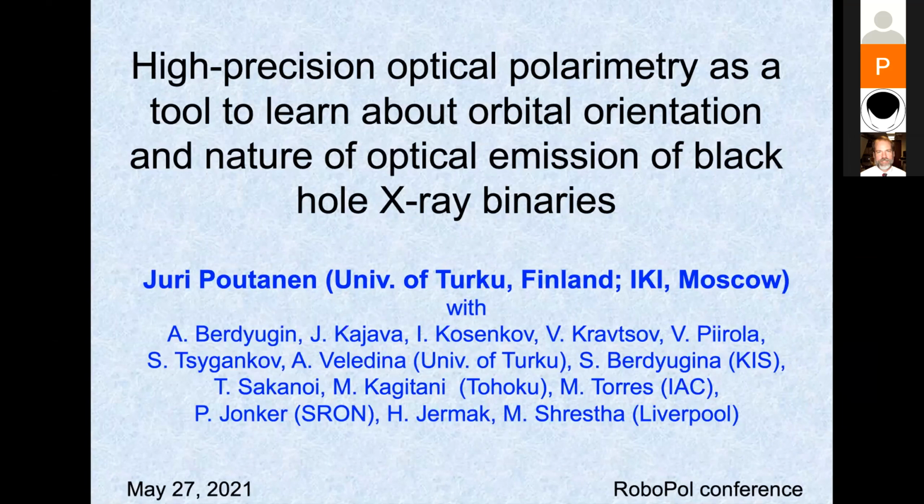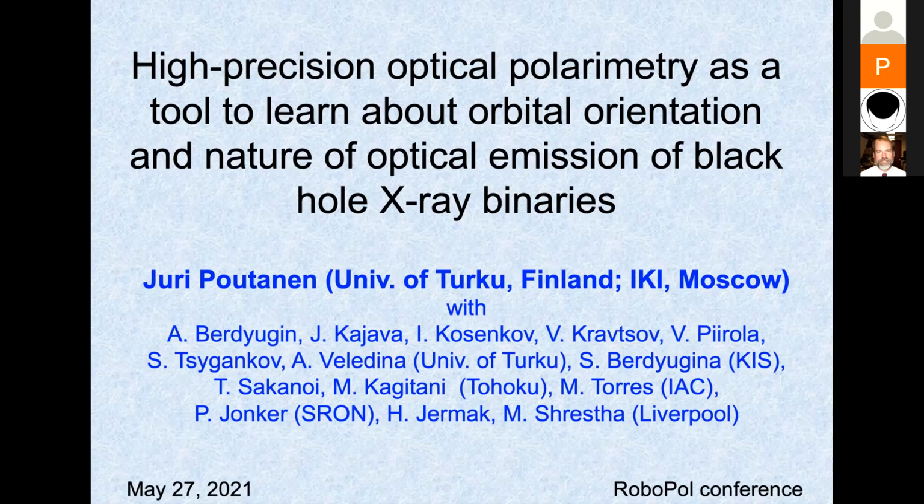Okay, hello everybody. I was asked to talk about black hole X-ray binaries, and of course the topic is very broad, so it's very difficult to cover all the aspects of this field. And I will also just try to cover the work that my group in Turku has been doing.